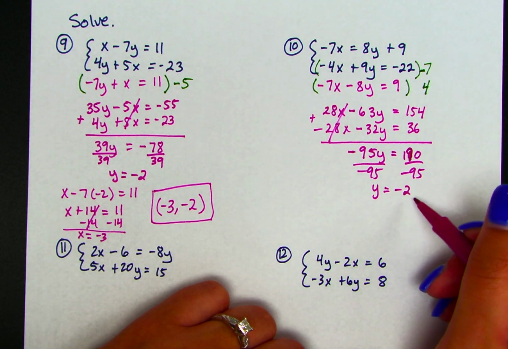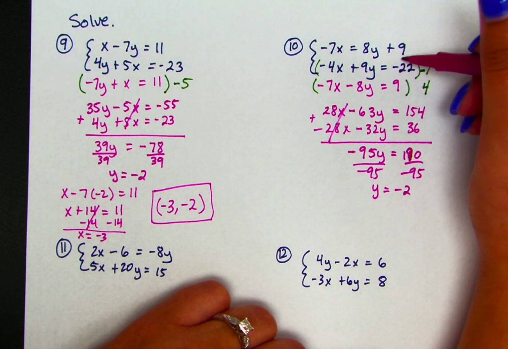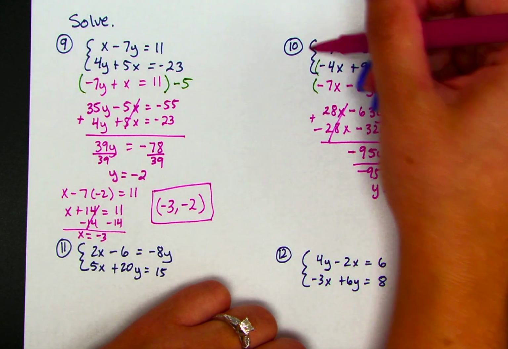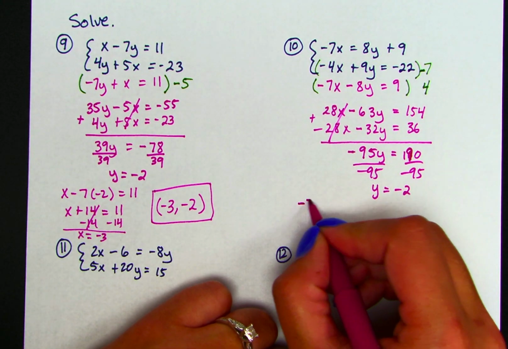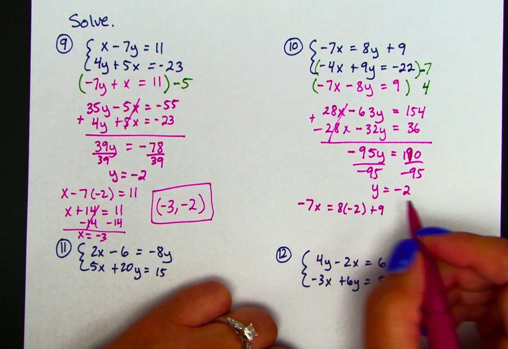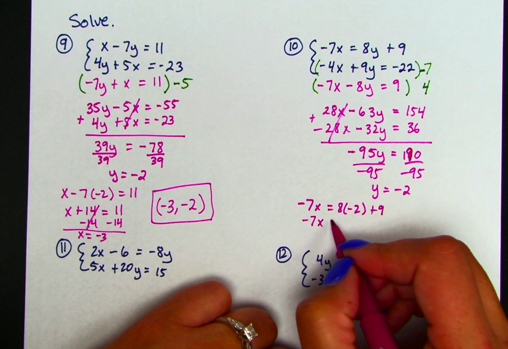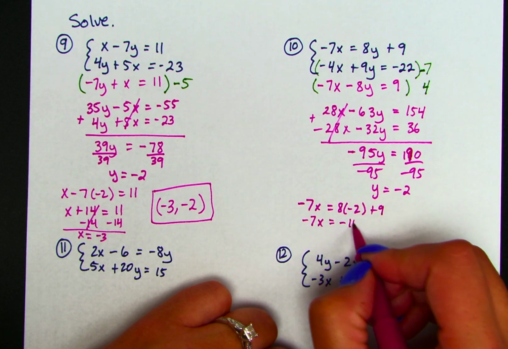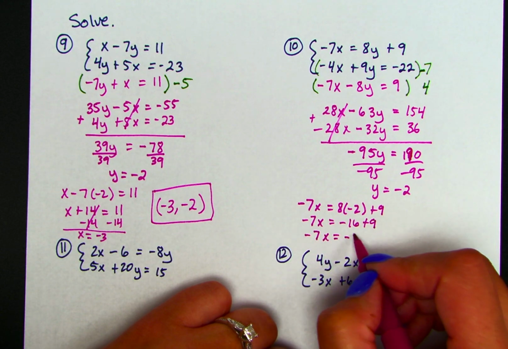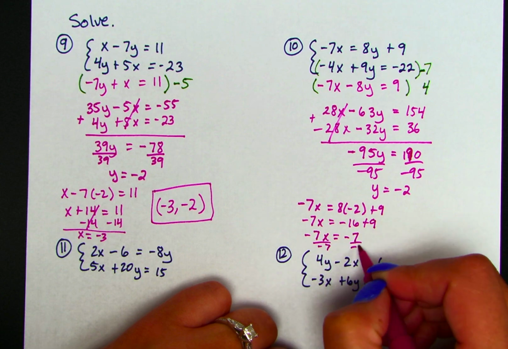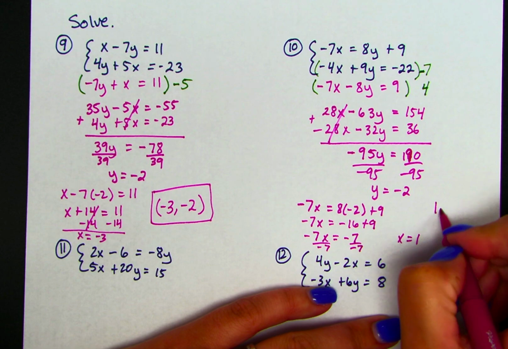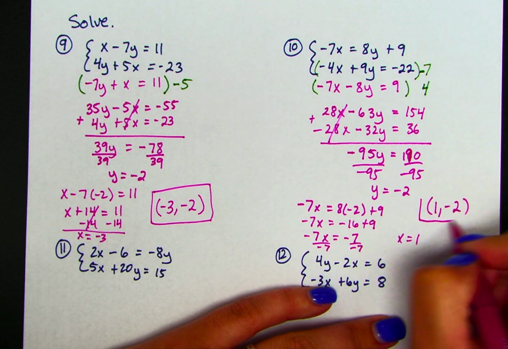And now that I have that number, I'm just going back up to one of my originals, or the one that I rearranged, and we're going to substitute that in. So I'm just, again, going to choose that top one. So negative 7x equals 8 times negative 2 plus 9. So this will be negative 7x equals negative 16 plus 9. Negative 7x equals negative 7. And then if we divide both sides by negative 7, that will be a positive 1. So 1, negative 2 is my point of intersection.